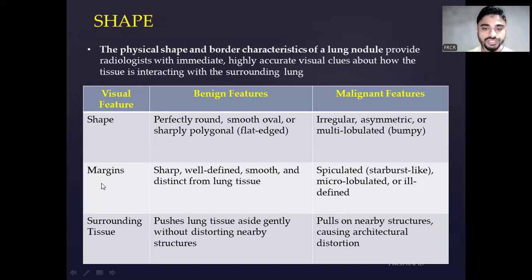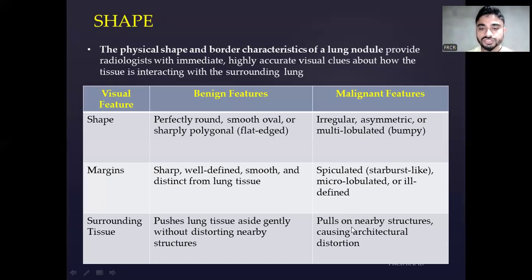Coming to the margins, if the margin is spiculated, microlobulated, or ill-defined, that will favor malignant nature of the lung nodule. If the margins are sharp, well-defined, smooth, and distinct from the lung tissue, that will favor benign nature of the lung nodule. What about the surrounding soft tissue? Because of the malignant nature of the lung nodule, it will have a pull effect on nearby structures because of the fibrotic and spiculated nature of the lung nodule, causing architectural distortion.